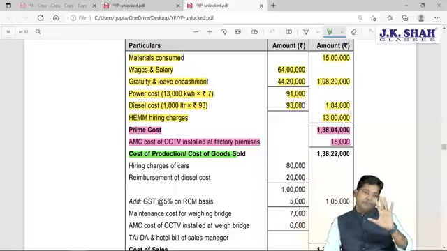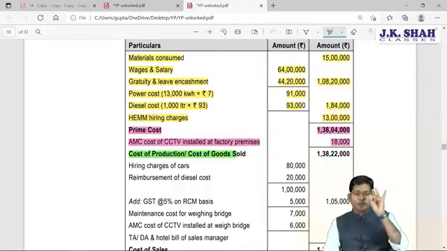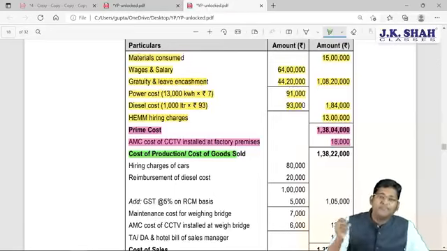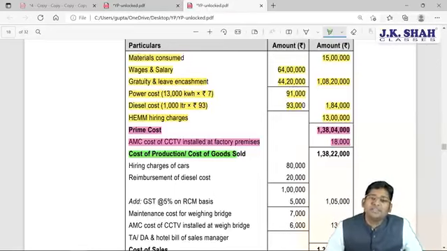After works cost, if you remember guys, we record 5 elements. They are research and development cost, not given. Quality control cost, not given. Administration overhead related to production, not given in the question. Primary packing cost, not given. Sale of scrap is not given. Hence, your factory cost and cost of production are the same.